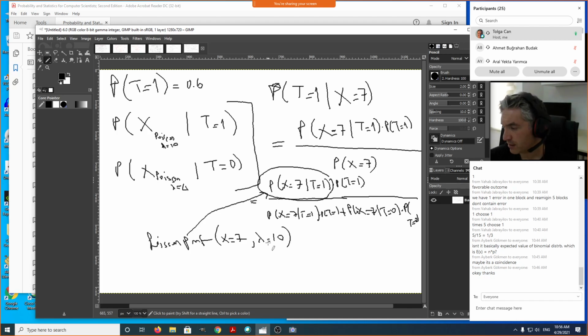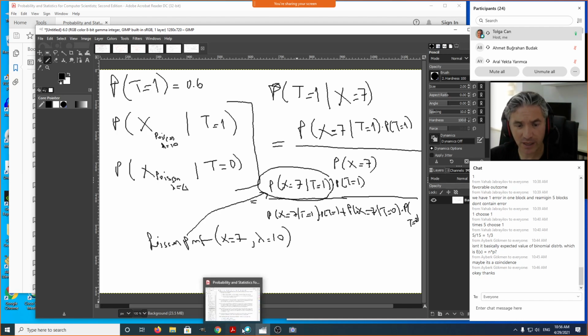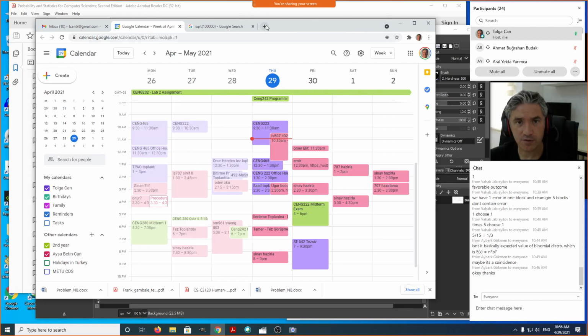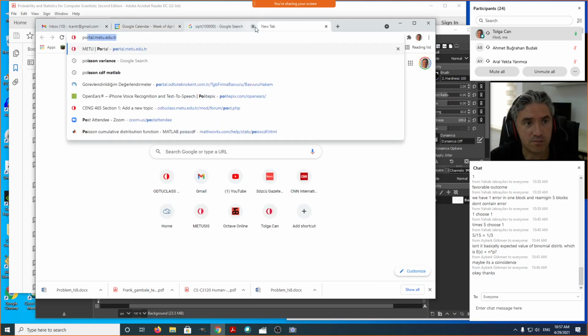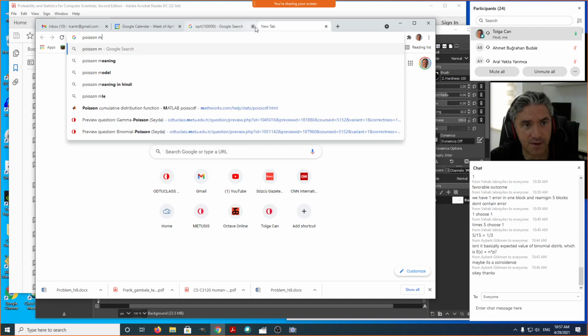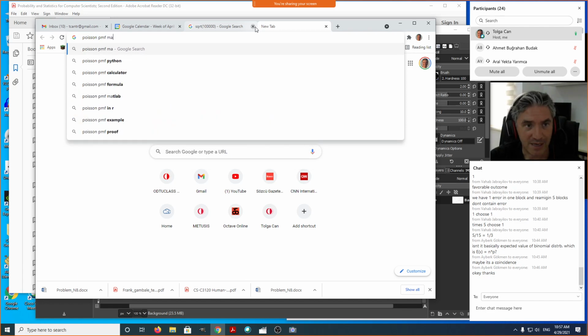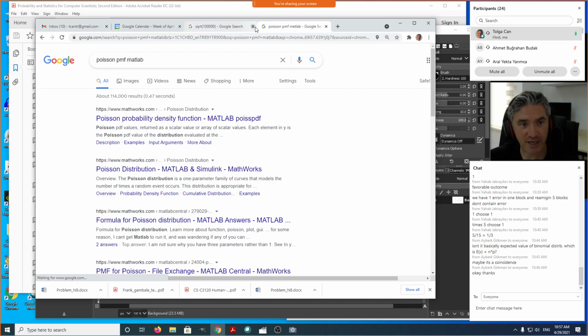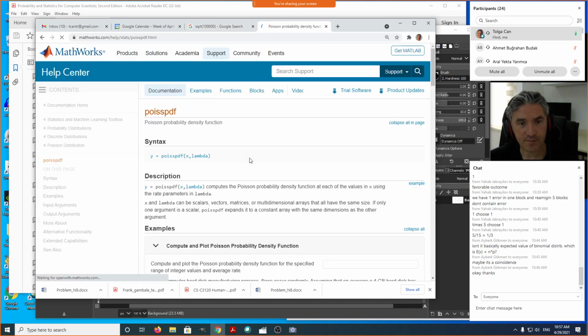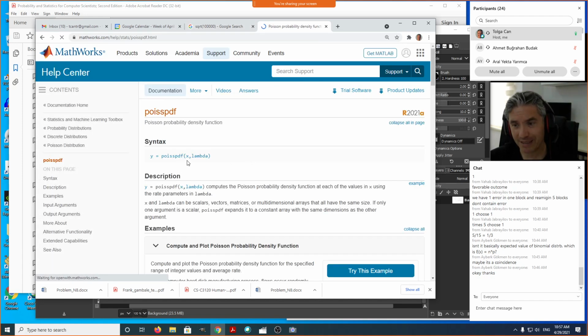Let me see whether I have that. Actually, I don't have these values with me, so we can use Octave Online to do that. So let's do that as well. Poisson PMF MATLAB. Let me see the function name first.